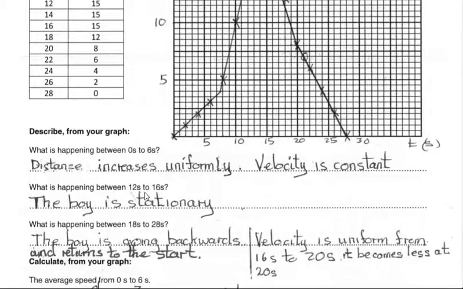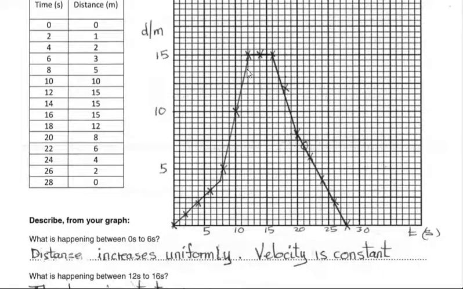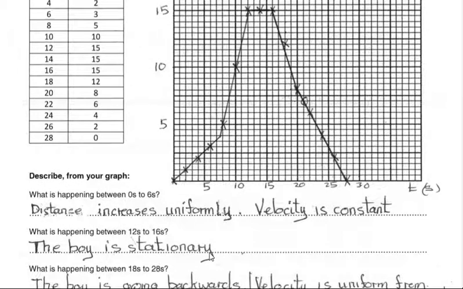What is happening between 12 seconds and 16 seconds? Well, here's 12 seconds, and here's 16 seconds. So if we have a look at the line, at 12 seconds, we are at this point, and at 16 seconds, we're at this point. So it's really where this graph is flat here. So the distance is not changing. It's not increasing, it's not decreasing. So the buoy is stationary. The distance is not changing.